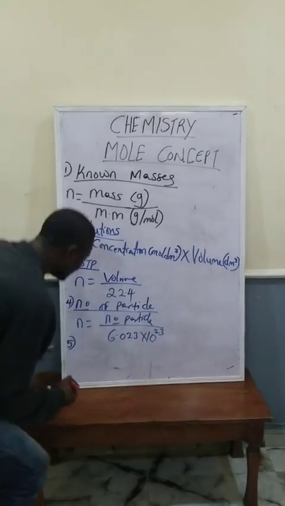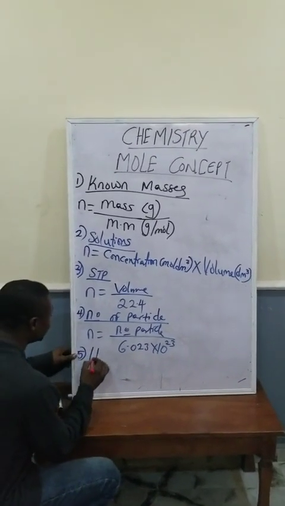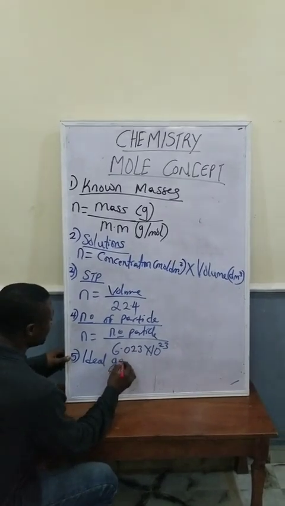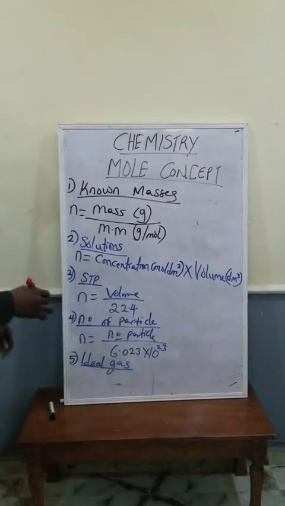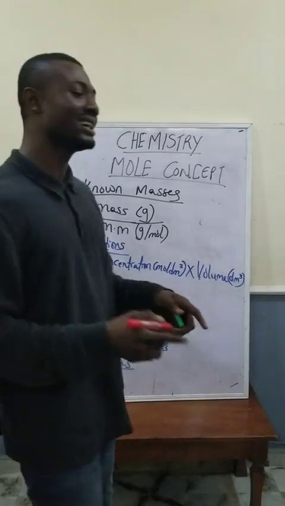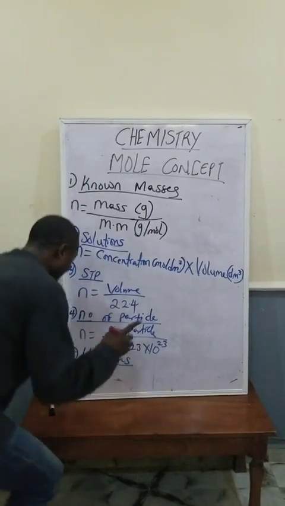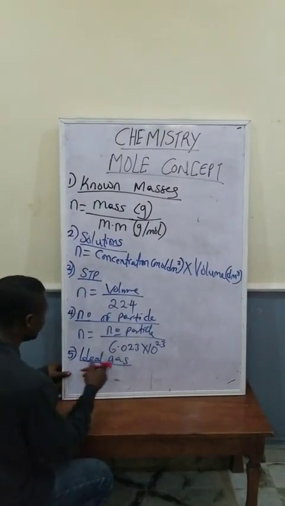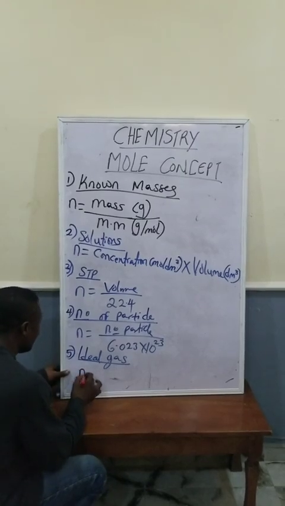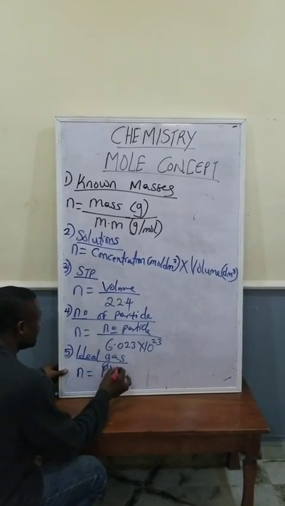Now, the fifth one, when it involves ideal gases. And we all know that when we talk about the gas laws, we have the ideal gas and we have the real gas based on their pressure and temperature, because there's always a deviation between the two of them. So when it involves ideal gas, you simply say mole is equal to your PV over your RT.